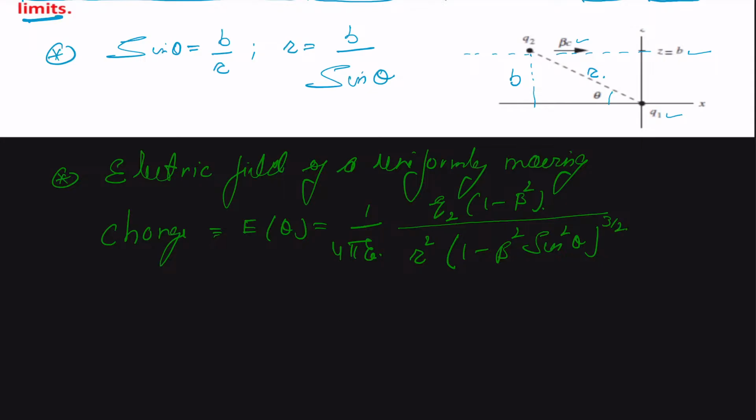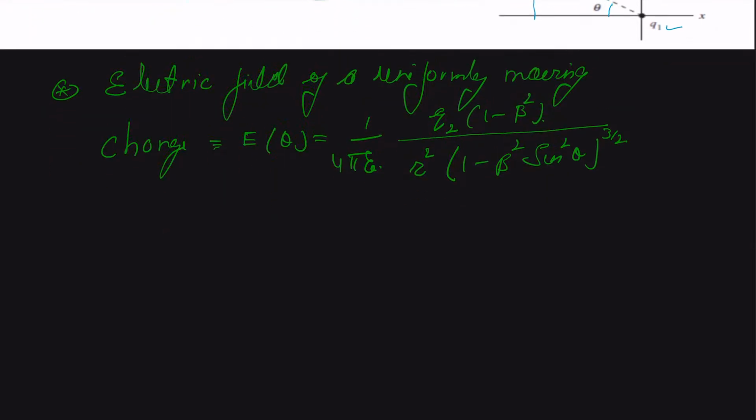So this is the electric field of a uniformly moving charge at angle theta, and this is for a two charge system. And we have to remember that one of the charges is stationary, Q1 is stationary, only Q2 is moving, whose velocity is given to us as beta times c. Beta is some value, like in the previous question, it was 0.9. And we already know the value of r, so we substitute back in the question.